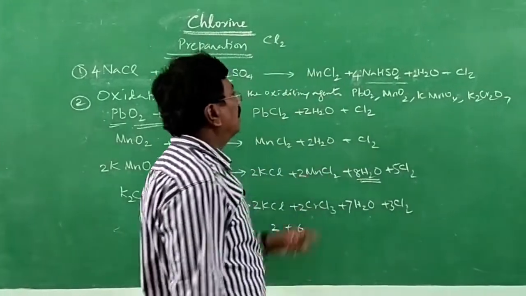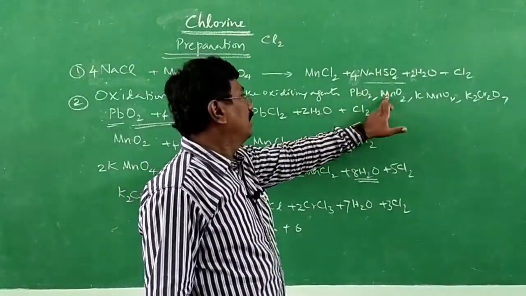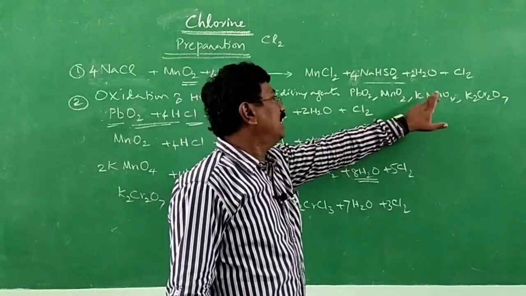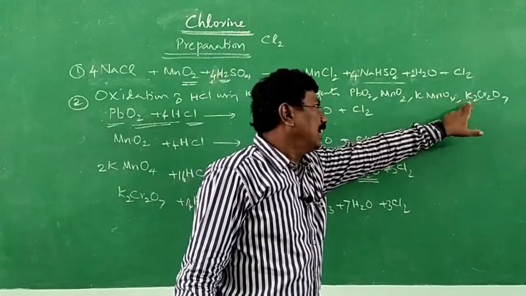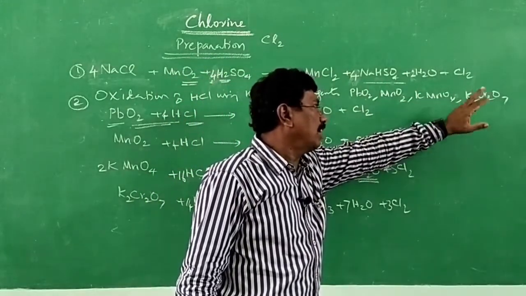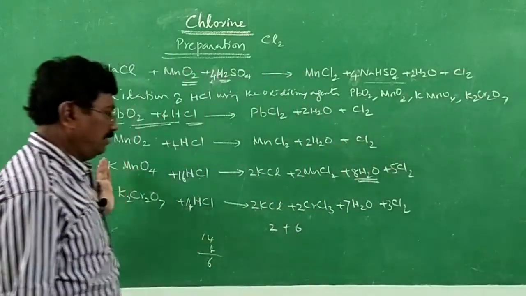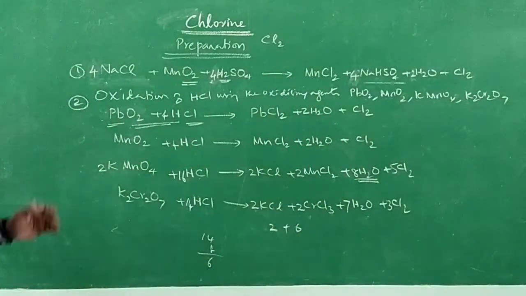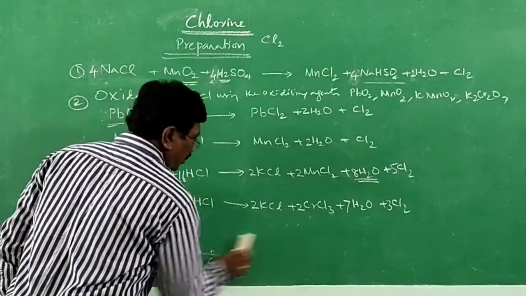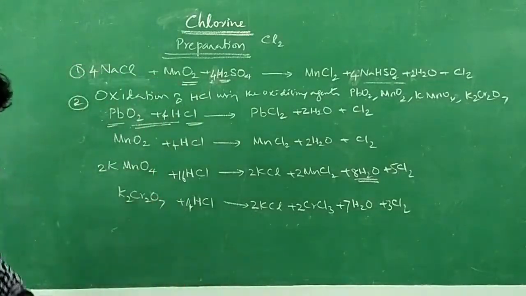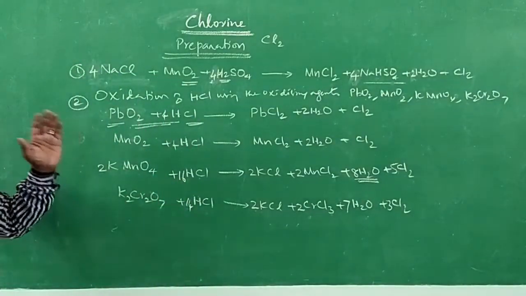What are the products we have got? Lead chloride, water, chlorine. MnCl2, water, chlorine. KCl, MnCl2, water, chlorine. KCl, CrCl3, chromium chloride, water and chlorine. These are the products we have got. You know how to balance the equation. You can try to balance it yourself. It is so interesting. Preparation of chlorine is so interesting.